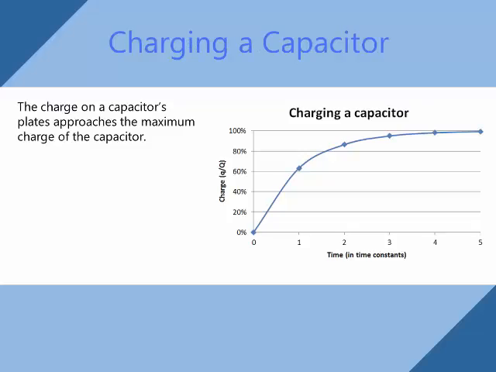When charging a capacitor, the amount of charge between the plates, as well as the voltage across the capacitor, will approach the voltage of the battery with time. The amount of charge follows a curve defined by this equation, where big Q is the maximum charge and little q is the instantaneous charge at time t.